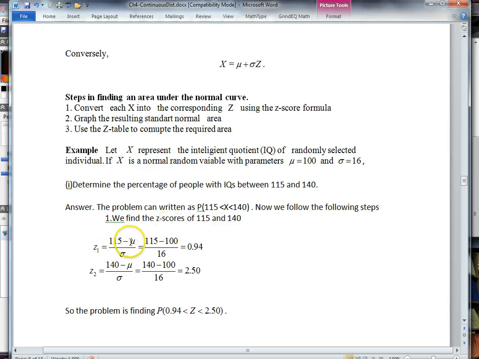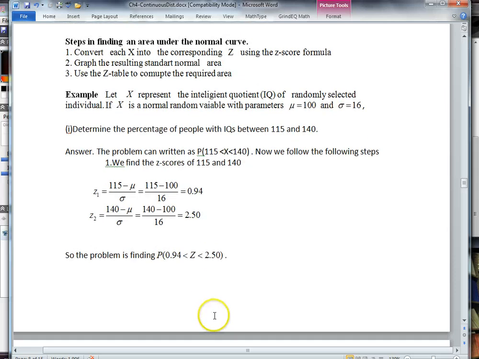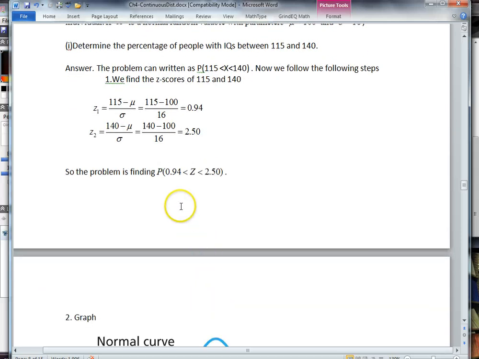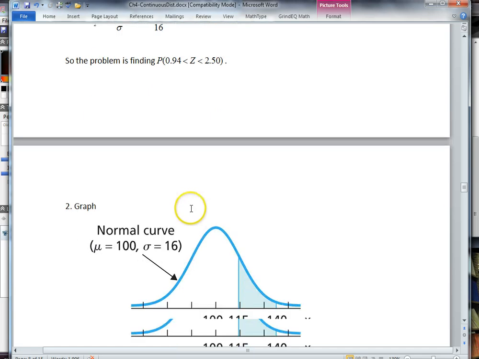So 115 minus mu over sigma gives me z1, and I substitute mu 100, sigma 16, I get 0.94. For z2, I want to find the z-score of 140, so that's 140 minus mu over sigma, 140 minus 100 over 16. I get z2 is 2.5, and of course the z of x is z. So now the problem is to find P of z between 0.94 and 2.5, but that's a standard problem. We've done it in the previous section.